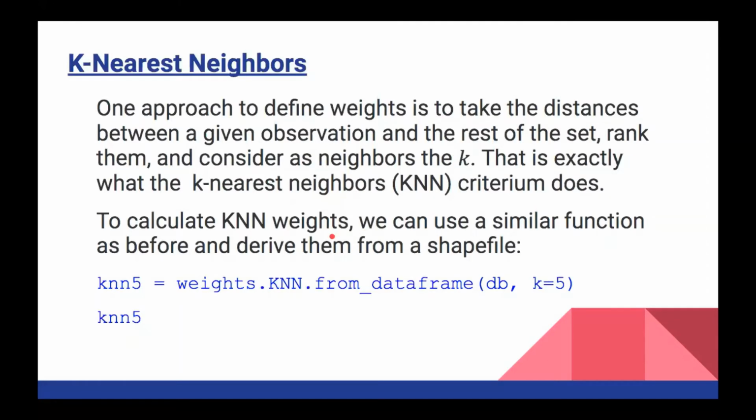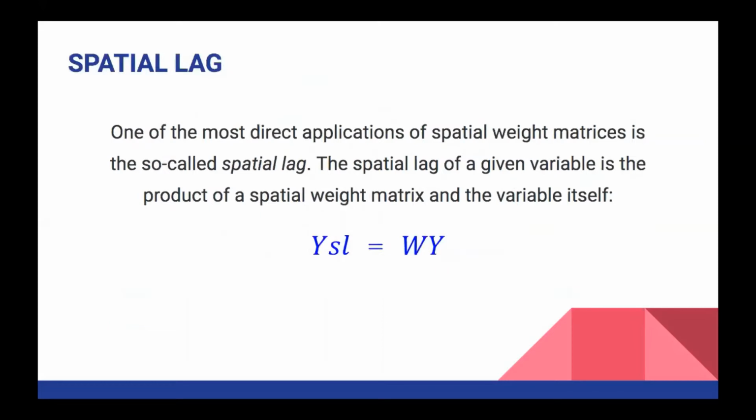Now, to calculate the k nearest neighbor weight, we can use a similar function as before. That is, we call our weight and we call KNN from data frame. We put our data there and we give it a k value, just like in ArcGIS, where you set a value for what you want to plot. Now, in this case, it can be 5, it can be 10. That means we consider 10 observations and juxtapose them and see whether they are closer to the present observation or not. So those are the things we will be looking at.